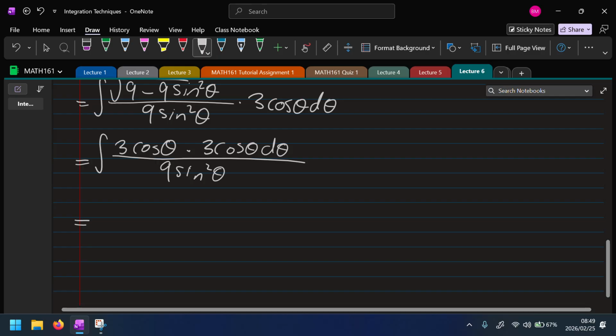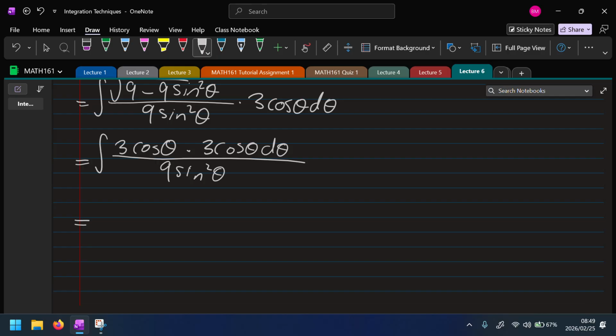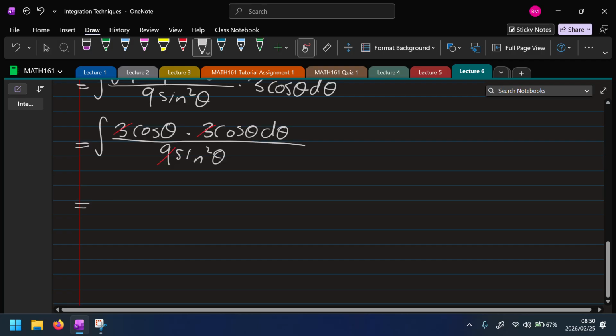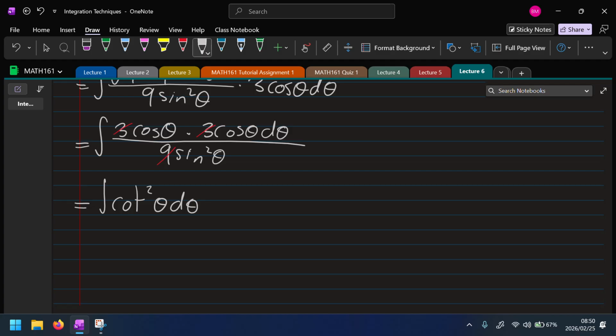In the top, we've got 3 and a 3. That will be a 9. That cancels with the 9 at the bottom, so we can get rid of those. And then in the top again, we've got cos squared divided by sine squared. That's going to be cos over sine, cot. So it will be cot squared. Okay, so this is a trig integral. All of this stuff from now on is what we covered last week. After all of the simplifying, all of the methods from last week now come.